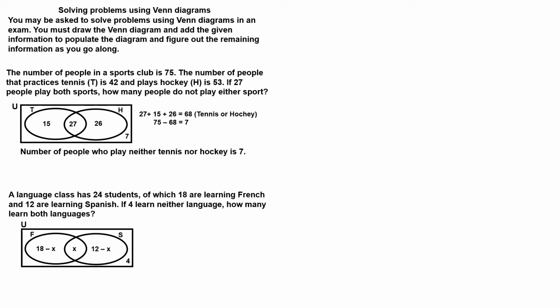The total number of students is 24, and adding together all the expressions on the Venn diagram gives 18 minus x plus 12 minus x plus 4 equals 24. Solving for x, we get 10. Therefore, 10 students learn both languages.